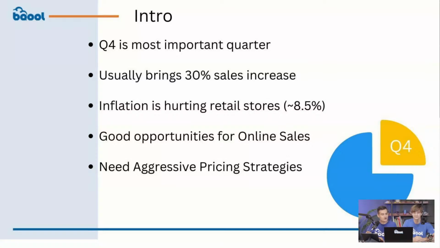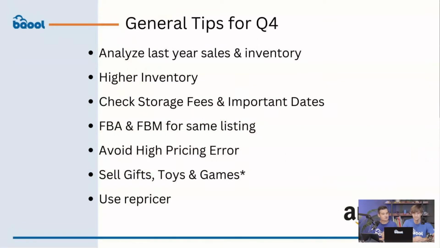And we're going to talk about some general tips for Q4. Some of the general tips: you want to analyze last year's sales and also your inventory. So you want to go into your Amazon Seller Central and look at the inventory planning as well. You want to see how much sales you had for a particular item last year, and how much of that item you should purchase if you could still purchase that item again.